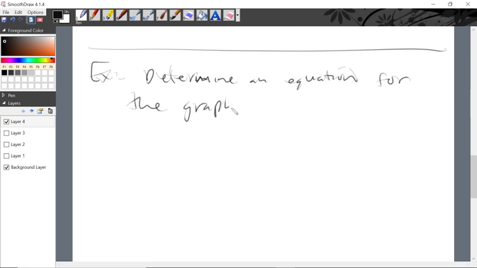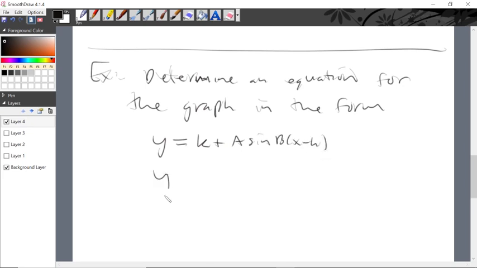An equation for the graph. Okay, and let's say it's either going to be in the form y equals k plus a times the sine of b times x minus h, or y equals k plus a times the cosine of b times x minus h. Okay, you could also put this in the form a times sine of bx plus c, or a times cosine bx plus c. But I'm just saying, let's write the instructions so we're trying to specifically find it in these forms.